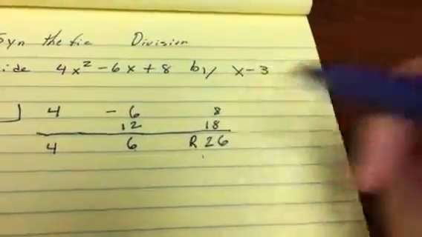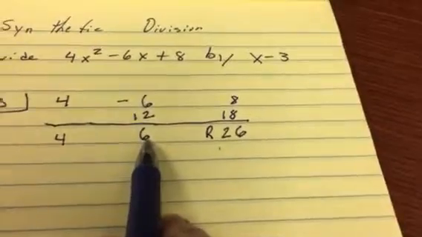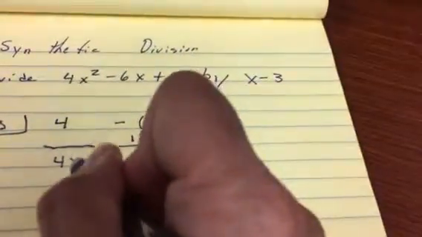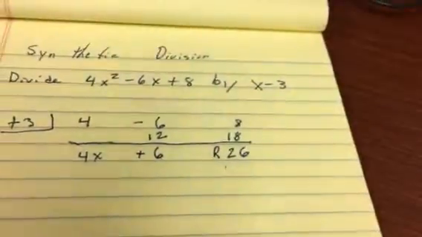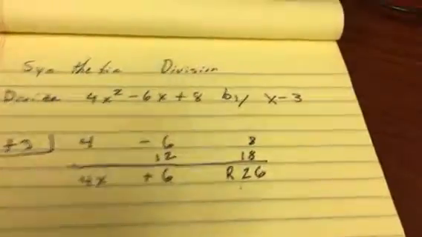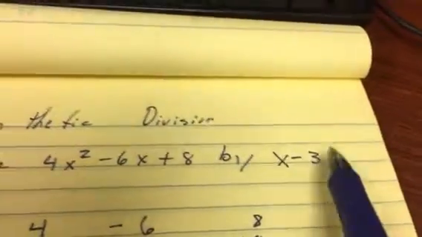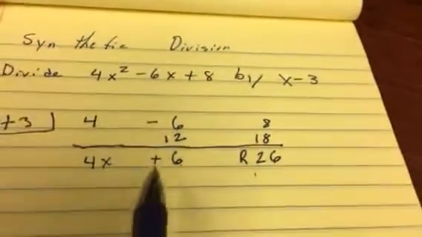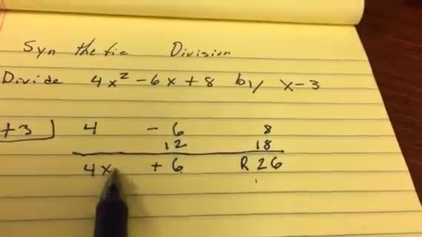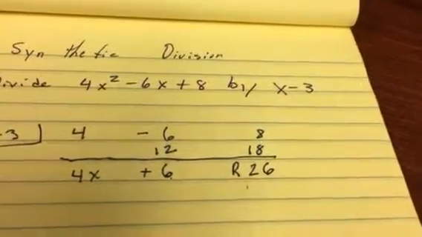What happens is this last value is going to be my remainder. The next value will be my constant, and then this will be my x value. So now I've divided x minus 3 into this polynomial, and I come up with 4x plus 6, remainder 26.